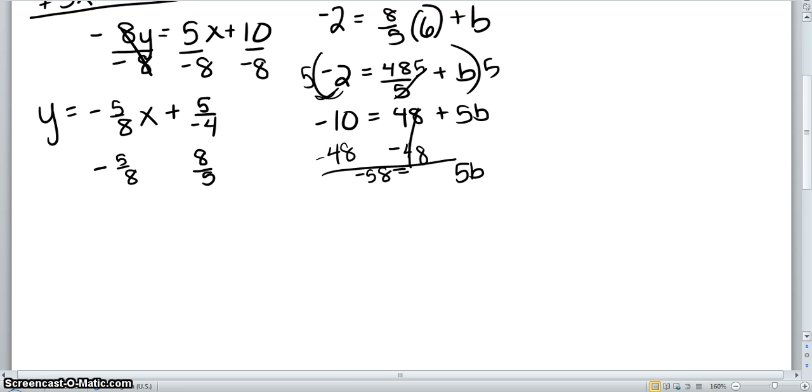Now we're going to divide both sides by 5. Divided by 5, divided by 5. So we have b equals negative 58/5. So our final equation is y equals 8/5 x minus 58/5.